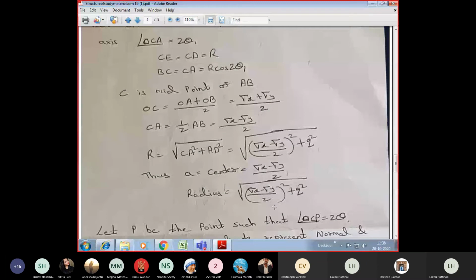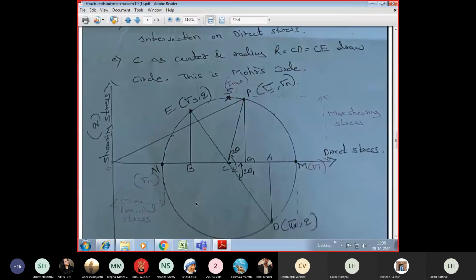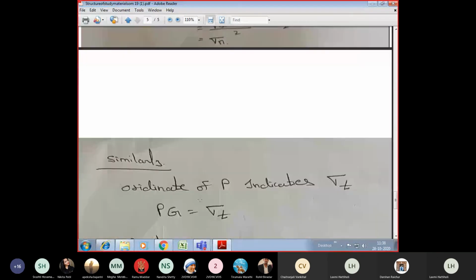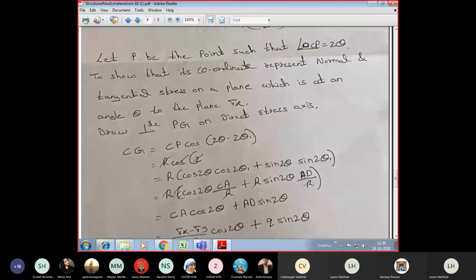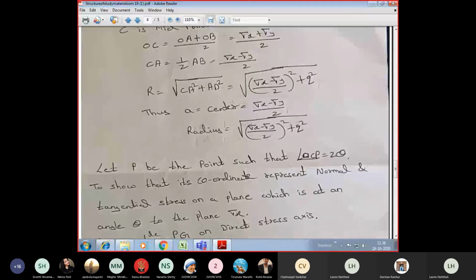Now after this, let P be the point such that angle DCP is equal to 2 theta. I have simply taken a point P here such that angle DCP, observe this carefully, angle DCP is 2 theta. Now I can write CE or CD is equal to R.